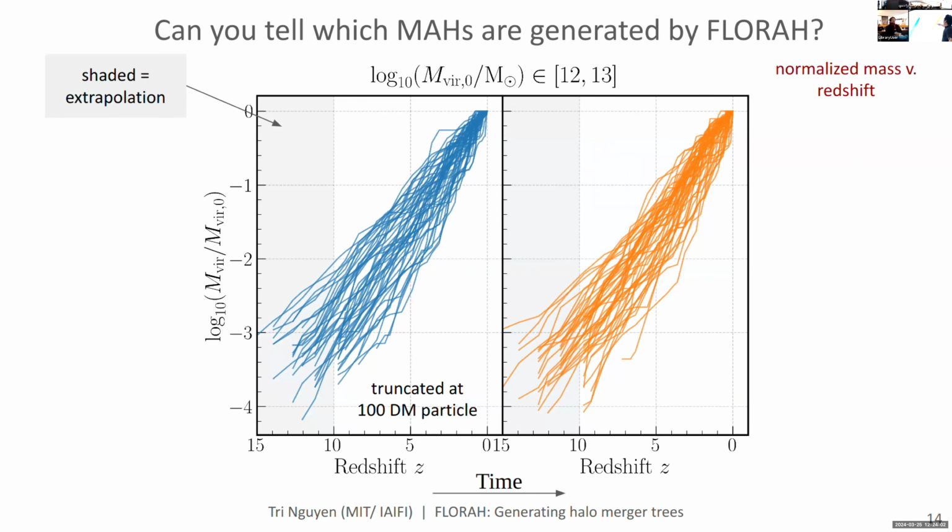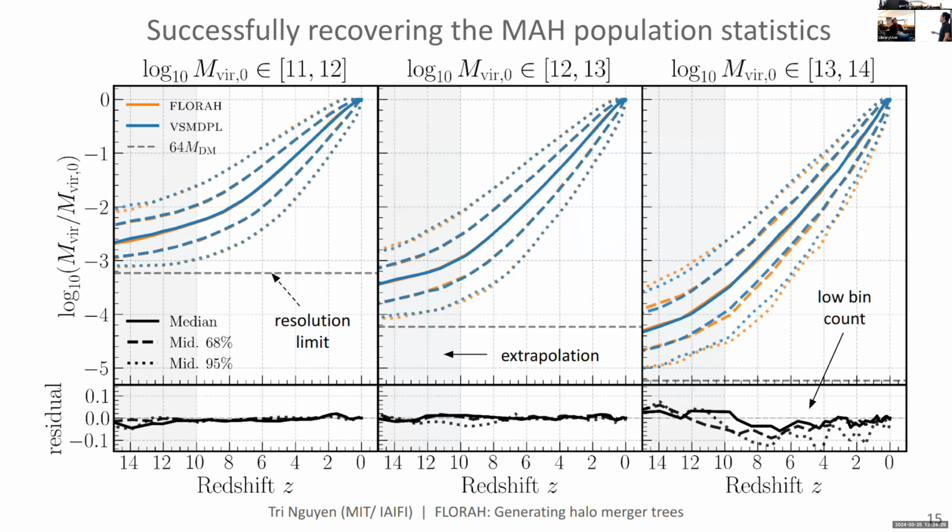But if you haven't figured it out, this is the one that's generated by FLORAH, and this is the one that I've taken directly from the simulation. And this is for the Very Small MultiDark simulations. So this is for the 12 to 13 mass band, but if you take each of these curves, you compute the median and you compute the width of this curve at each of these redshifts, you can have your population statistic, and this is what we're going to show next.